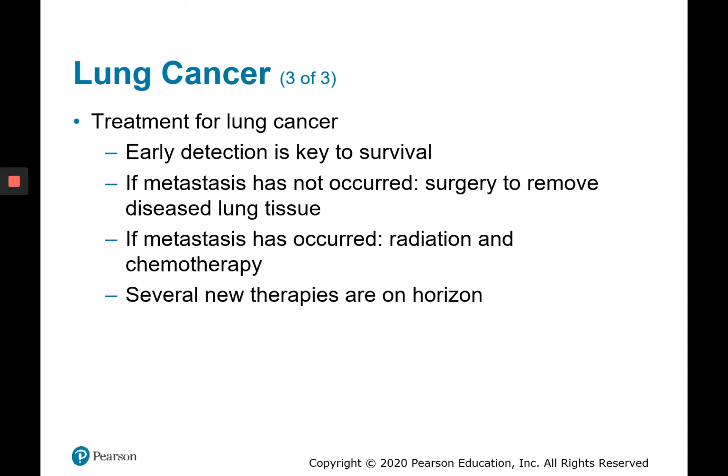The treatment for lung cancer depends on when it's detected, because early detection is key for survival. If it has spread, we would also use radiation and chemotherapy to treat it. If there has been no metastasis, no spreading, therefore it hasn't moved to any other part of the body, we could just remove the diseased lung tissue. There are several new therapies on the horizon, things like immunotherapies and other targeted therapies.